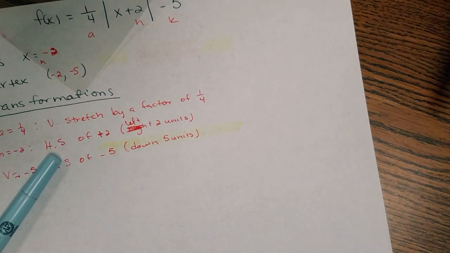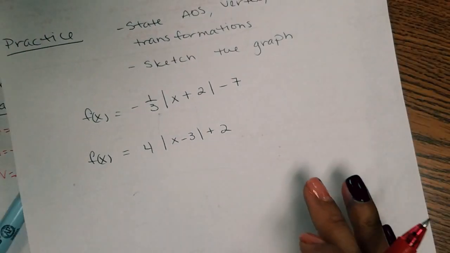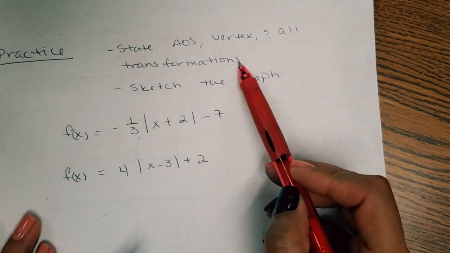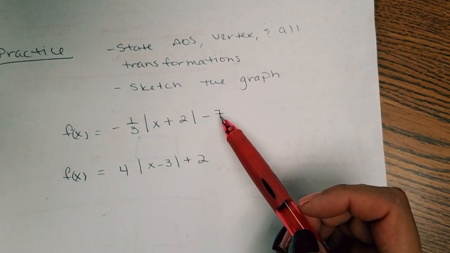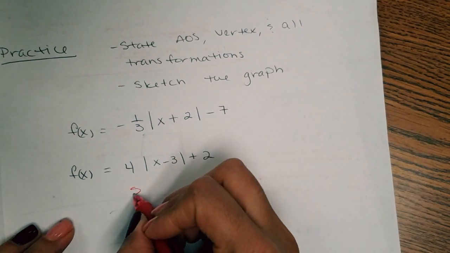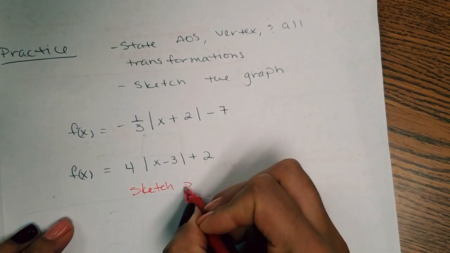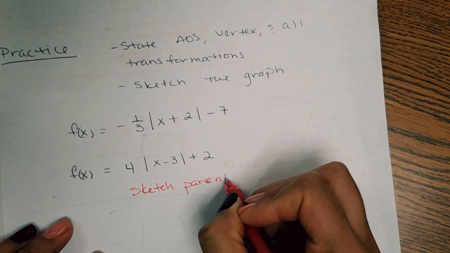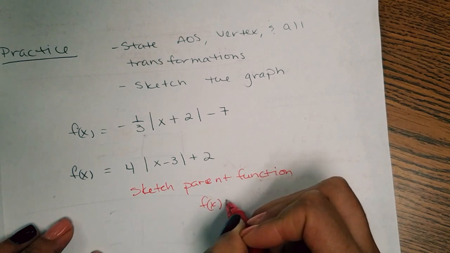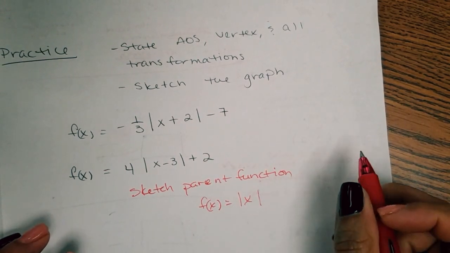I have some practice problems for you. Okay. Make sure that you state the axis of symmetry, the vertex, and all the transformations. Sketch the graph. Make sure that you sketch the parent function, which is f of x is equal to the absolute value of x.